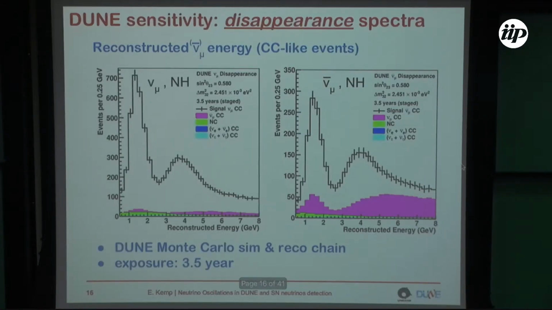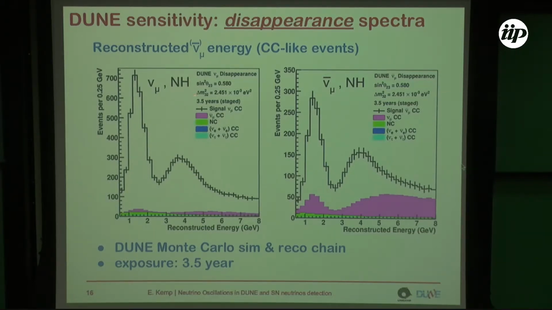And so this is the DUNE sensitivity concerning the disappearance spectra. So it's not related to CP violation measurement. Here you can see that we expect just a big hump in this energy range, between 1 and 8 GeV at the production site, but the oscillation probability will modulate the spectrum, showing these 2 peaks here.